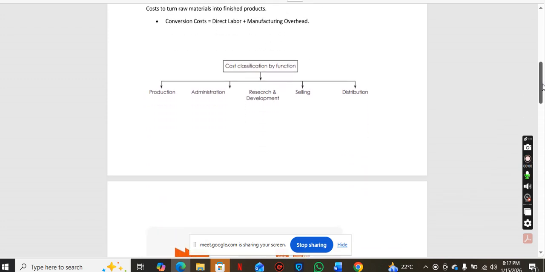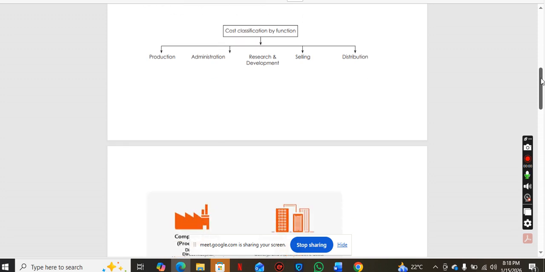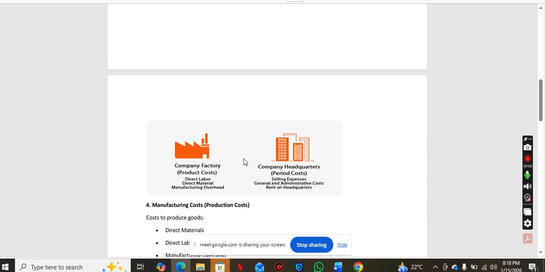Next, we're going to do cost classification by function. You've got production costs or manufacturing costs. These are tied to the factory. You've got administration costs, research and development, selling and distribution. These four, admin, research and development, selling and distribution, you can put together as what is called period costs. You can just look at this diagram here.